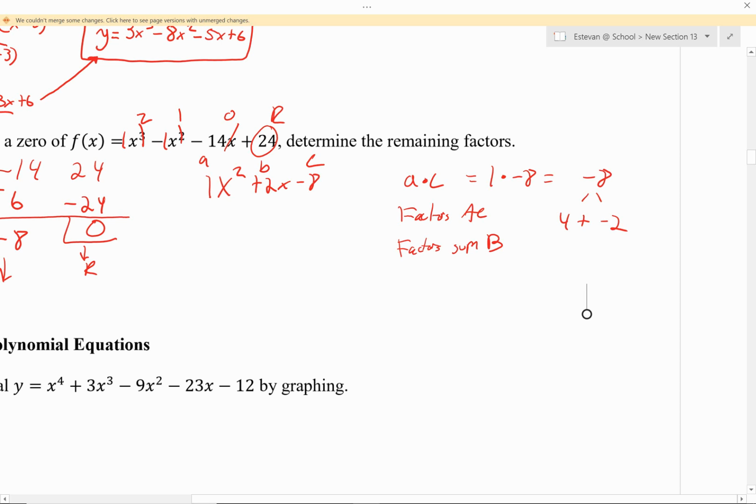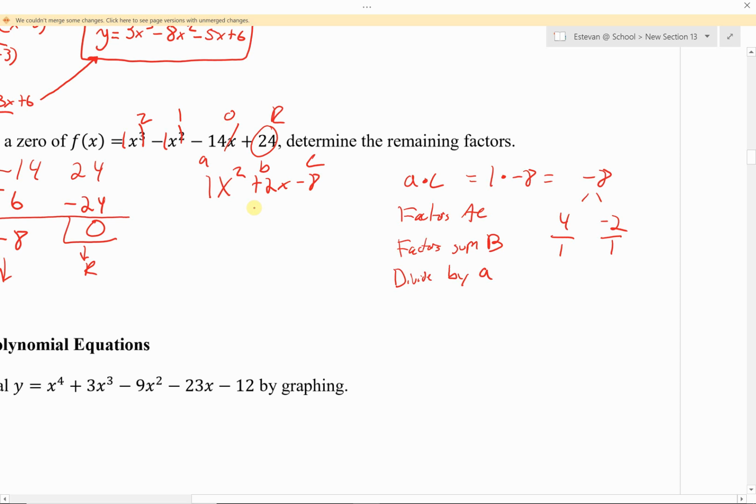Okay, then after that I need to divide by A. I mean by A, not 8. Divide by 1, divide by 1. Simplify if possible. In this case, you cannot simplify.